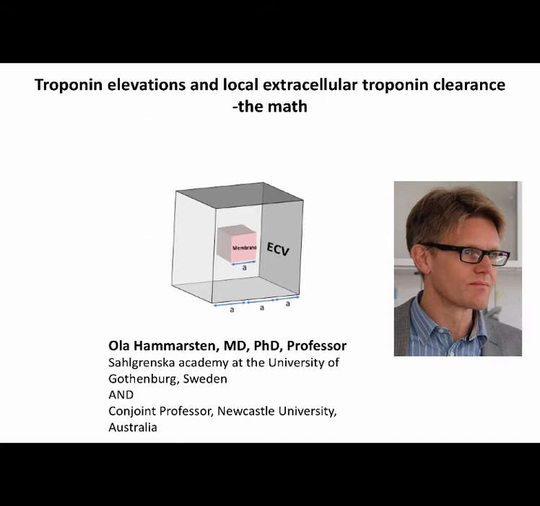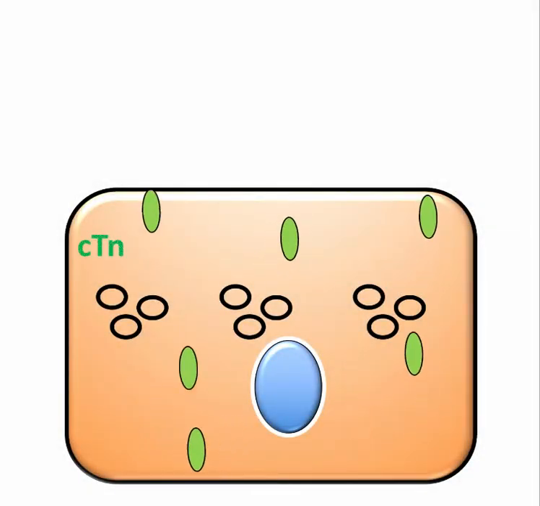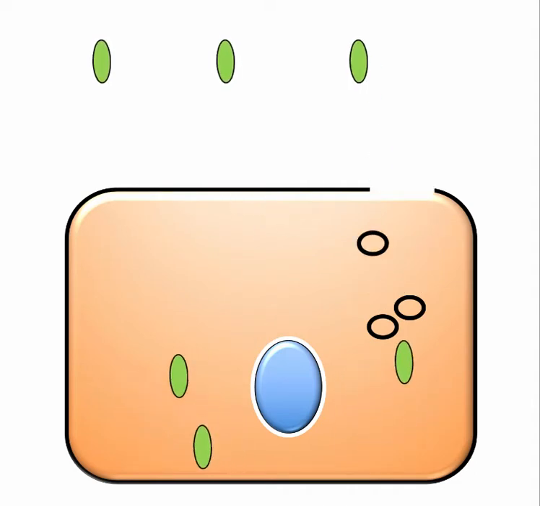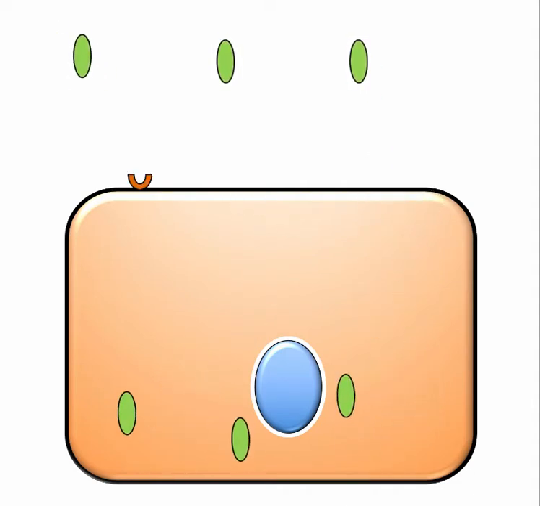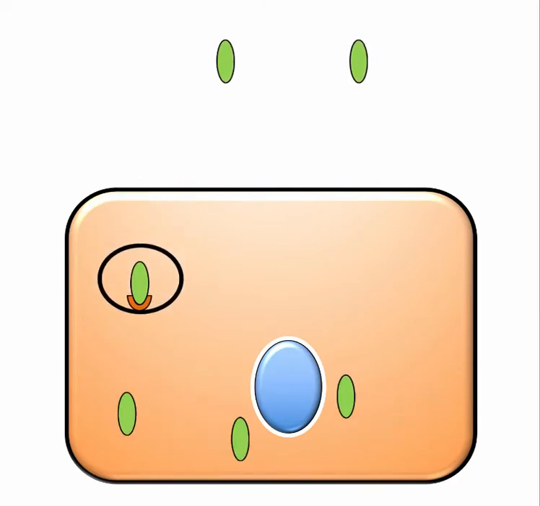In this movie, I will explore the math behind extracellular clearance between cells. The biological details of this system are described in two separate movies. The starting point is that troponin is constantly released by cell wounds, and the same cell can reuptake troponin by endocytosis. Release and uptake is therefore expected to be directly proportional to the membrane surface.